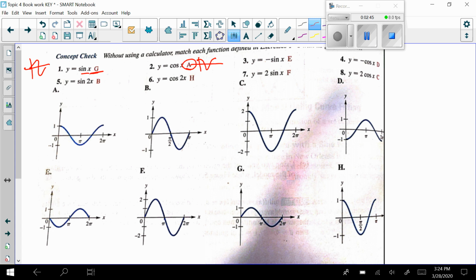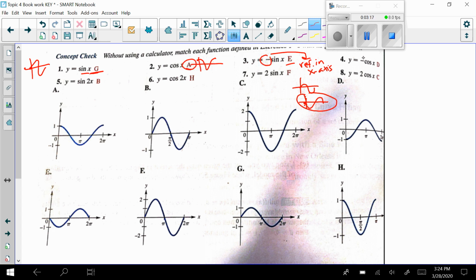The negative out in front, you should know this from our transformations, but that's a reflection in the x-axis. So here I picture sine x, I know it looks like this. So then negative sine x is going to be the opposite of that, right? It's going to reflect it in the x-axis. It's going to start at (0, 0), but then instead of going high first, it's going to go low first and then come up and go high. So this is what I'm looking for here, which is E.